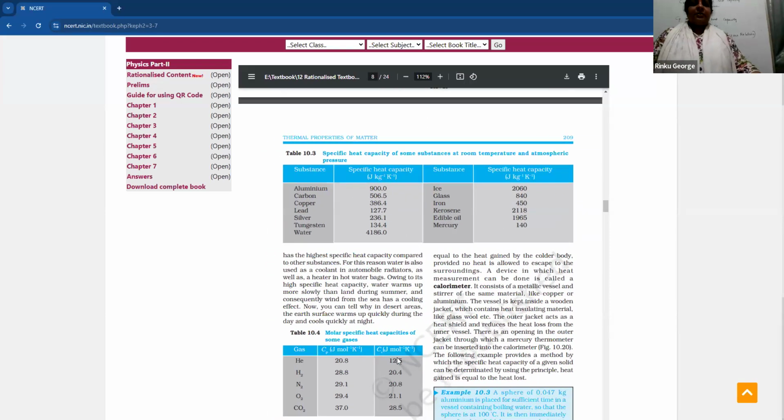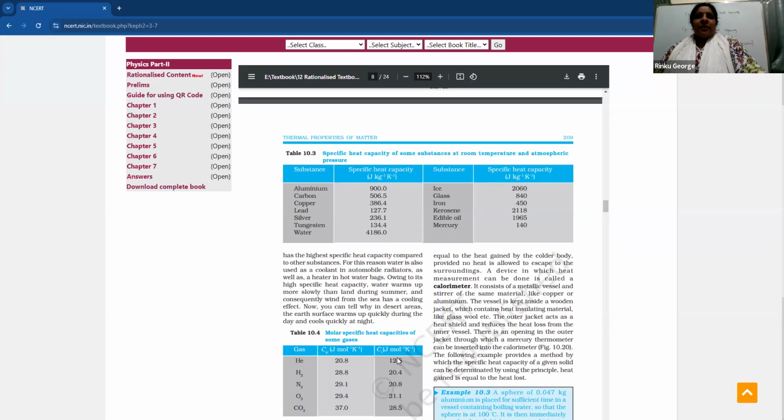Water has the highest specific heat capacity compared to other substances. For this reason, water is used as a coolant in automobile radiators. Do you know what is a coolant? It's like a special liquid made for cooling engines. So you will put this coolant in the radiators as well as heaters in hot water bags. Why are we using water? Because water is having high specific heat capacity. It's 4186 joule per kg per Kelvin. Compared to all other substances, water is having the highest specific heat capacity.